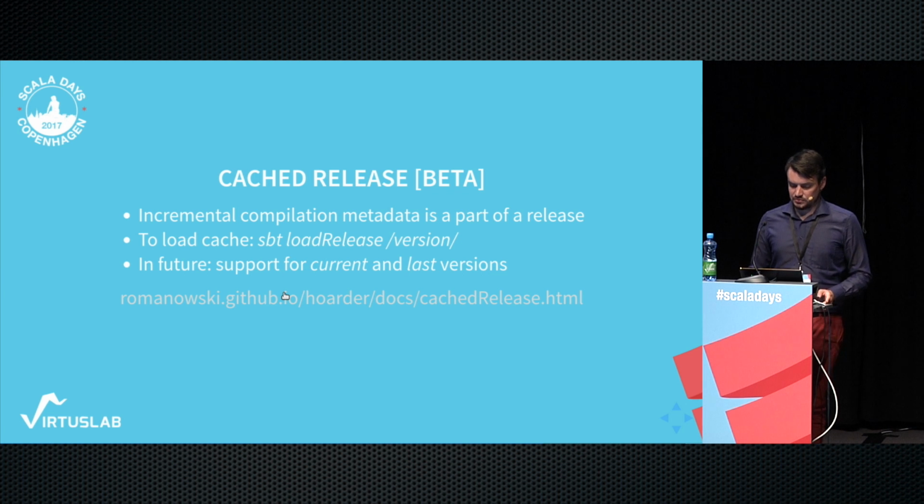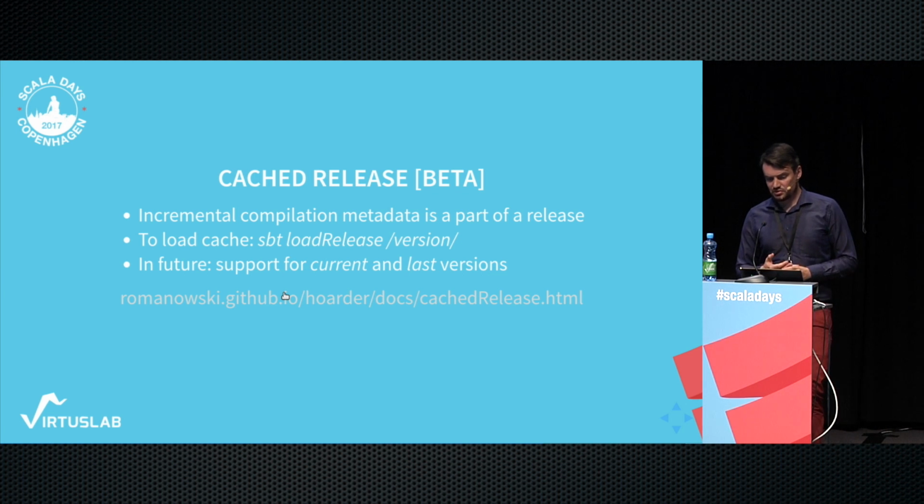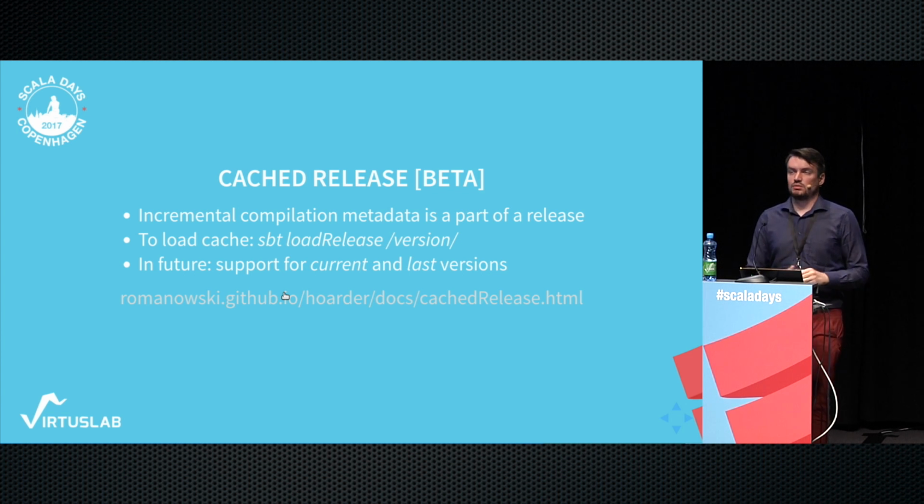In future, I want to support placeholders for a version, like current and last. So we don't need to remember it was 1.3.6 or 7. So SBT will be able to look, for example, at the Git history and find the last tag with the last release. But at this moment, it is not supported. There is more, but really not a lot of it is in the documentation because it is beta, as I said.